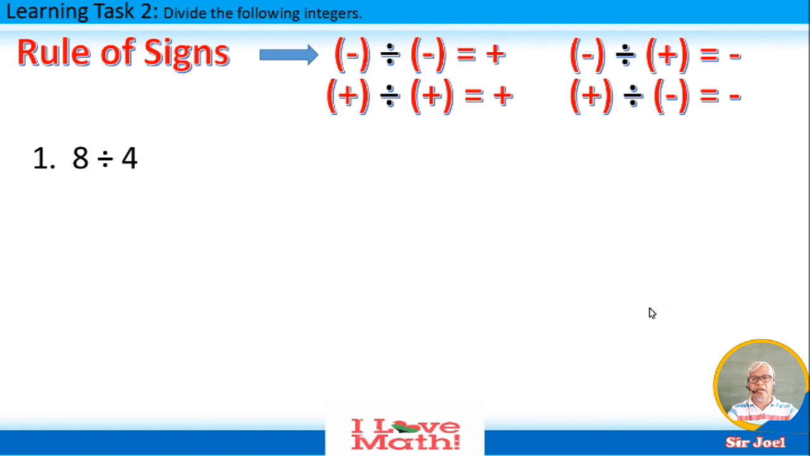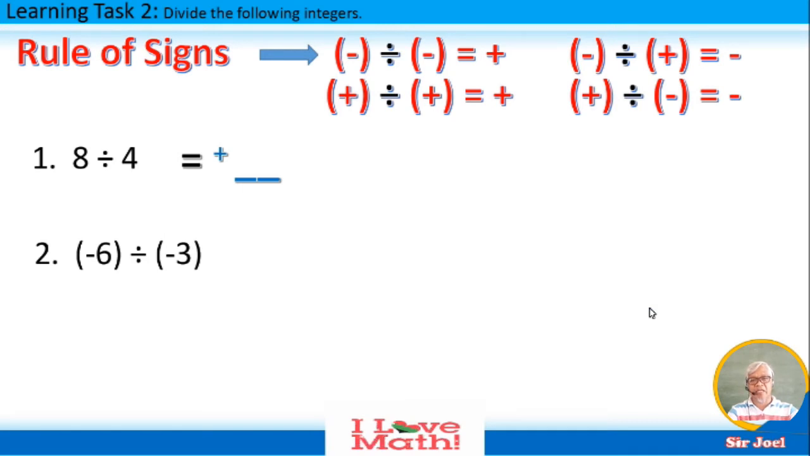Example number 1, 8 divided by 4. If you look at 8, wala siyang sign given. So, as with 4, ibig sabihin, pareho siyang positive. And according to our pattern, positive divided by positive, expected that the answer is positive. Now, paano ang sagot? 8 divided by 4. How many groups of 4 are there in 8? So, ilang 4 meron sa 8? So, yun lang. Okay?